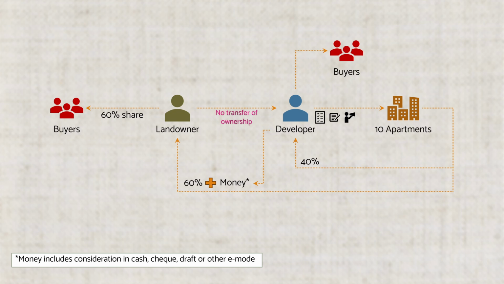If you observe the chronology of events for landowners: 1. You give land to the developer. 2. The developer constructs 10 apartments. 3. You get 6 apartments. 4. You get money from the developer. 5. You sell these 6 apartments to other buyers.